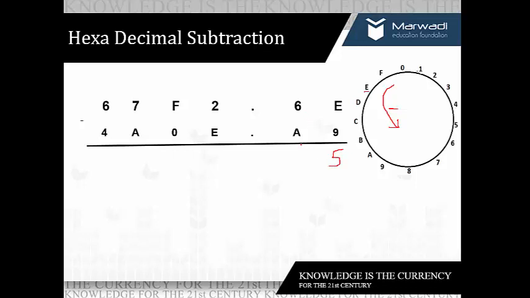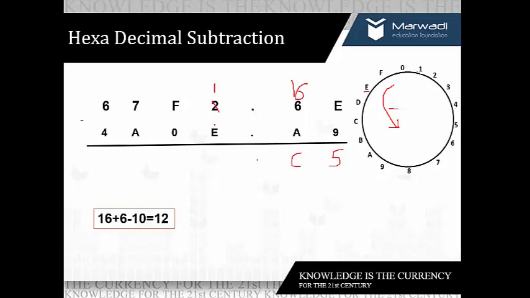6 minus A. Thereby I would be getting 16. Since 6 is smaller than A, I'm taking a carry from the previous digit. 16 plus 6 is 22, minus A would be 22 minus 10, that is nothing but 12, which is equivalent to C. I'll be placing a dot over here.